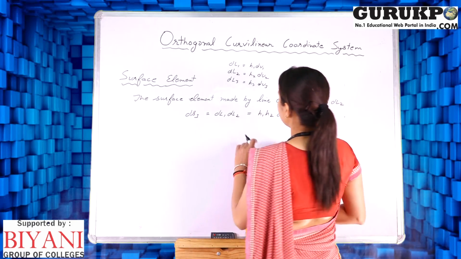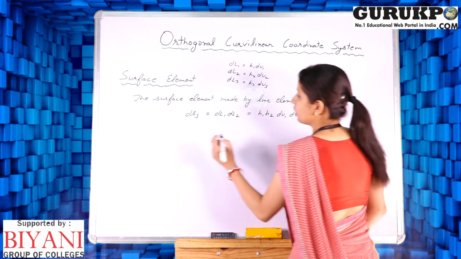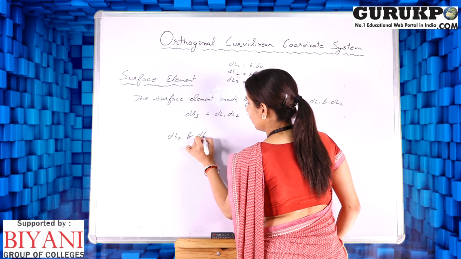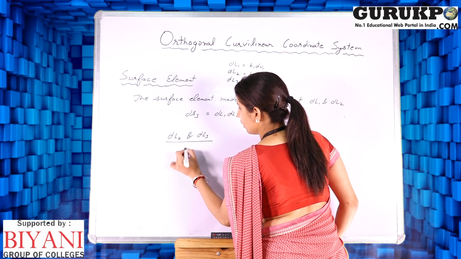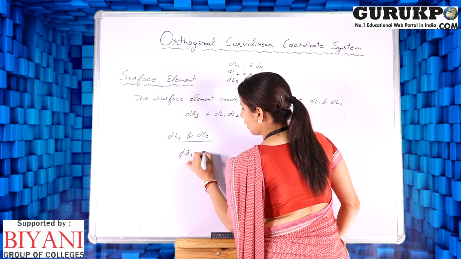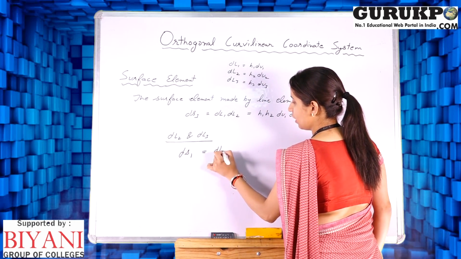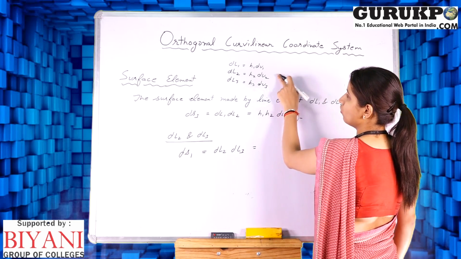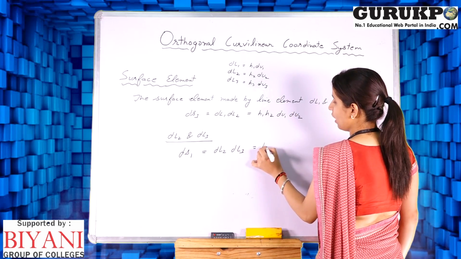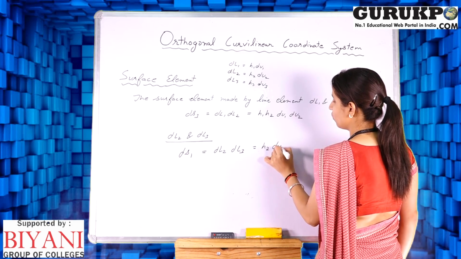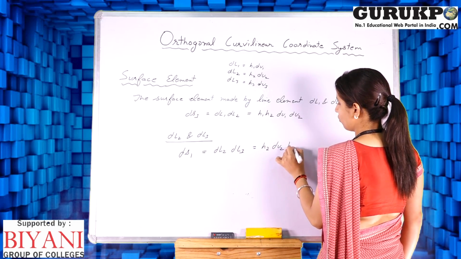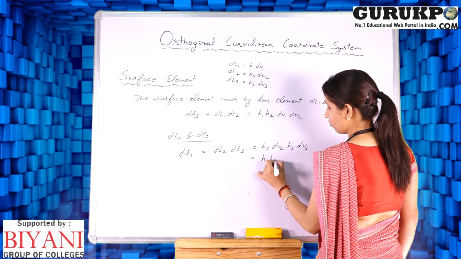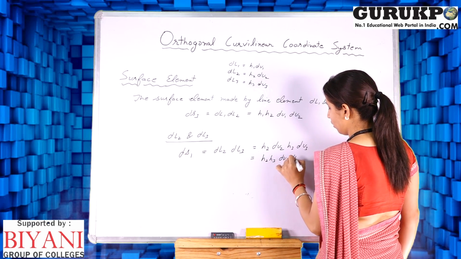Now the surface element made by the line elements dl2 and dl3 will be ds1 and it will be dl2 dl3. By putting these values, dl2 is h2 du2 and dl3 is h3 du3. So you can write h2 h3 du2 du3.